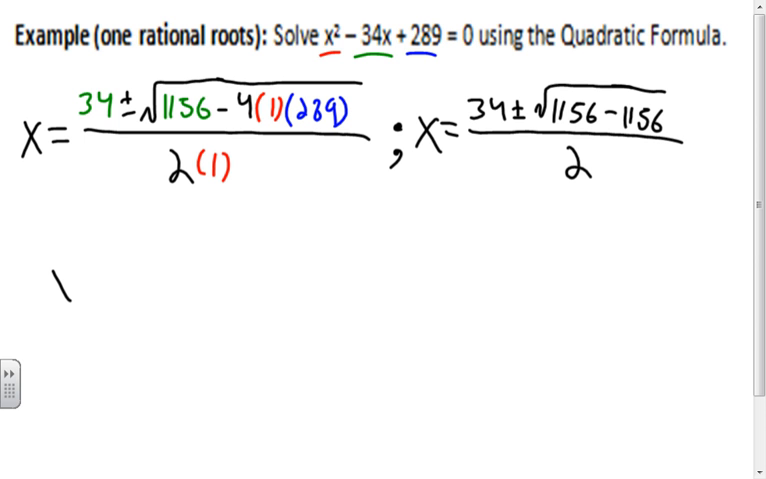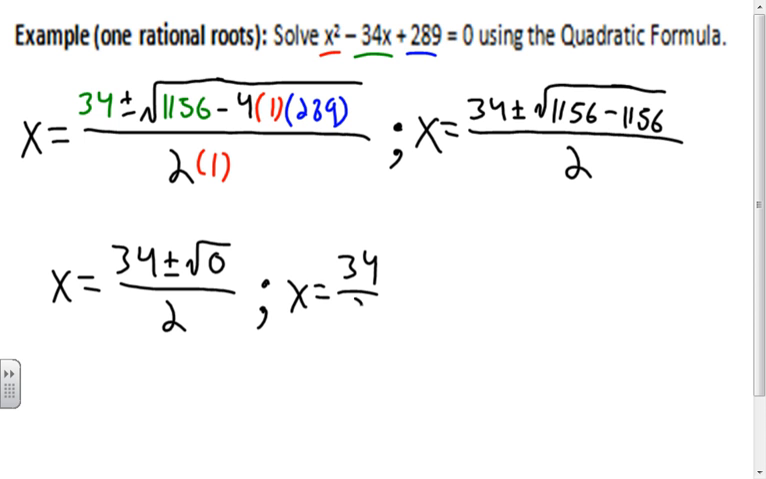Now from here, simplify it down even more to say x equals 34 plus or minus the square root of, well, 1156 minus 1156 is just 0. So plus or minus square root of 0, still over 2. Well, either way in this case, 34 plus the square root of 0, square root of 0 is just 0, so we'd be left with x equals 34 over 2, or 34 minus square root of 0, which is 0. 34 minus 0 is still 34 over 2.